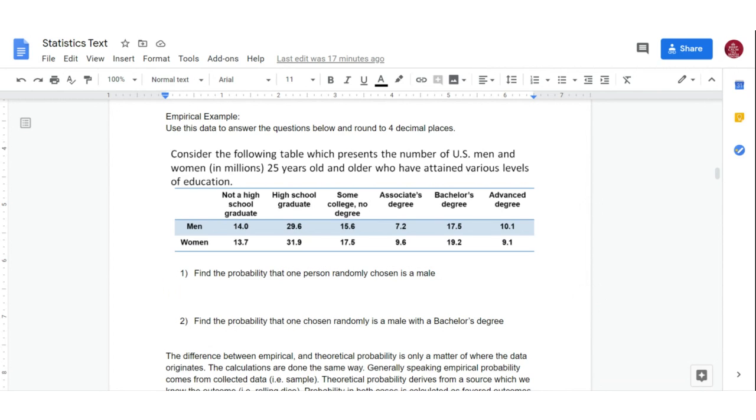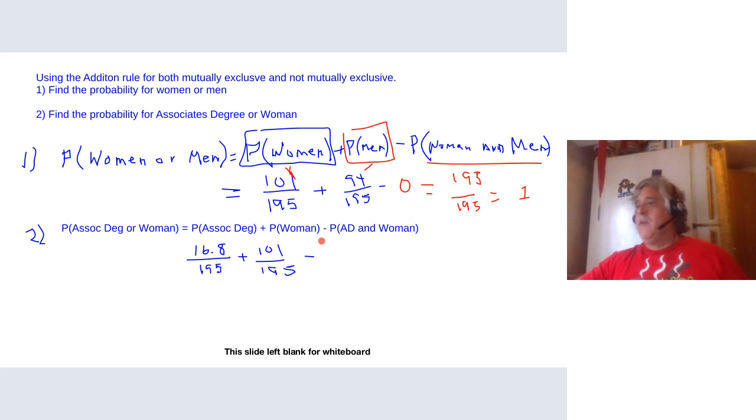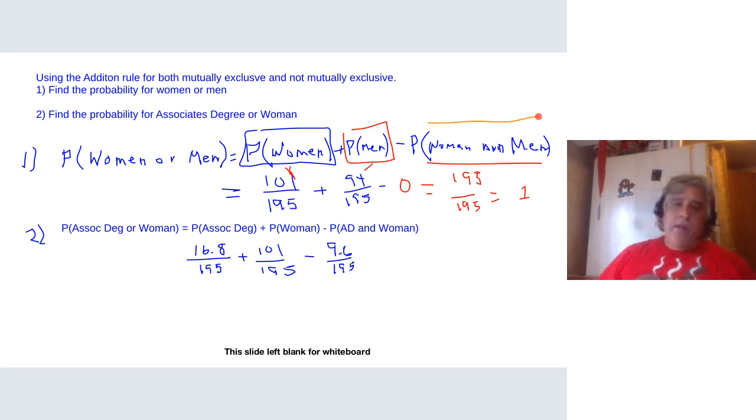So 9.6 is what's going to go over there, and we'll just go over the same denominator. Now that's the "and" thing right here. That's this. It's the ones that are both. I'm sorry, it's this one, actually. That's the ones that have an associate's degree, and they're also a woman.